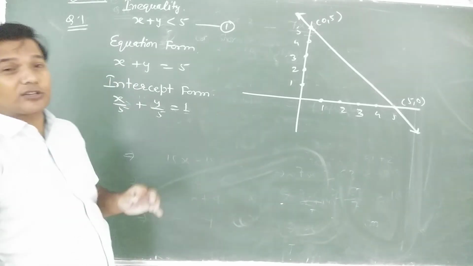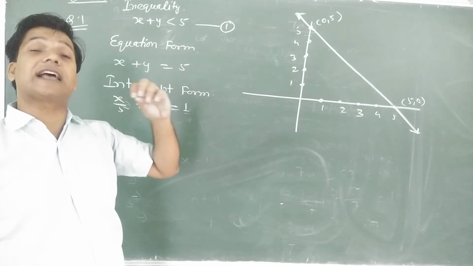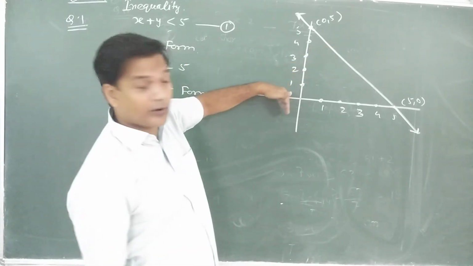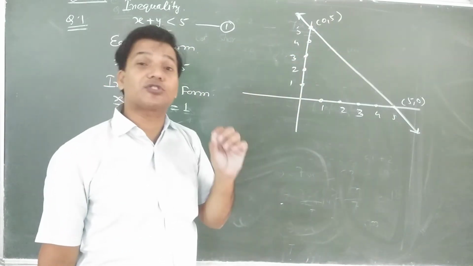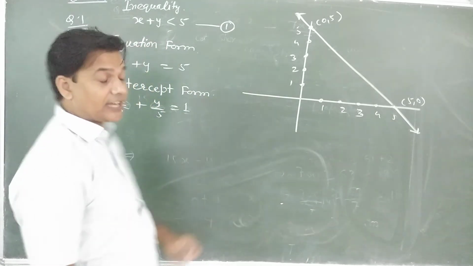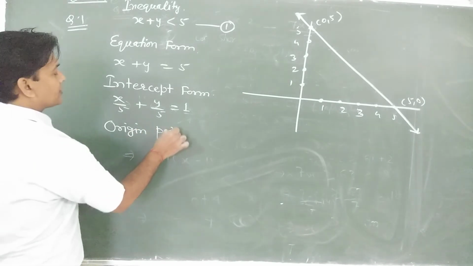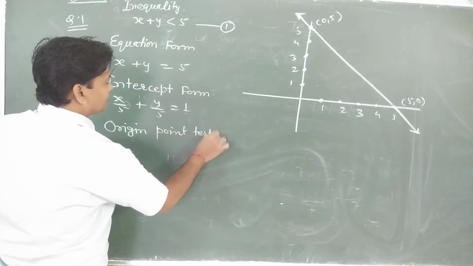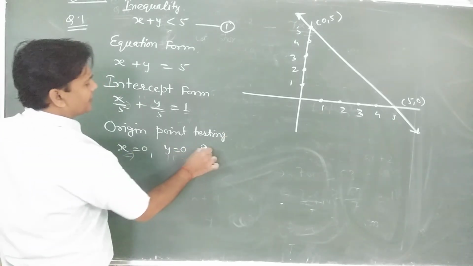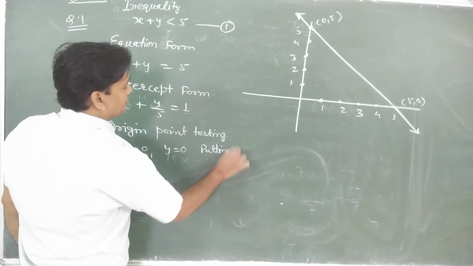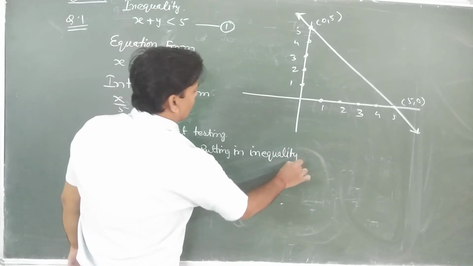Now we want to find out on which side the solution region exists, either in the direction of the origin point or upwards. And for that we are going to check here origin point testing. So origin point testing. In that, x equals 0 and y equals 0, putting in inequality 1.